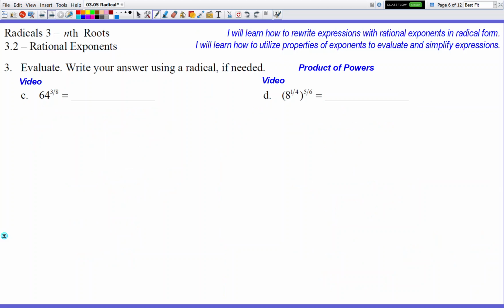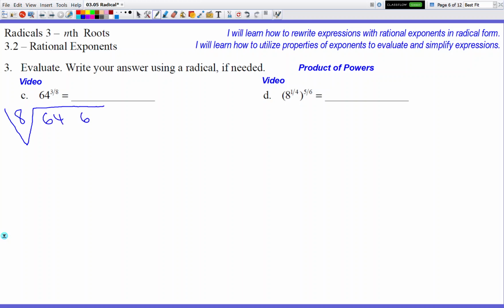Okay, next one is 64 to the 3/8 power. So this basically says 3 64s, all of them shoved into an 8th root radical. Actually, I made this radical a little bit too big. I don't have to make it this big for this first try. So I'm just going to put 3 64s.